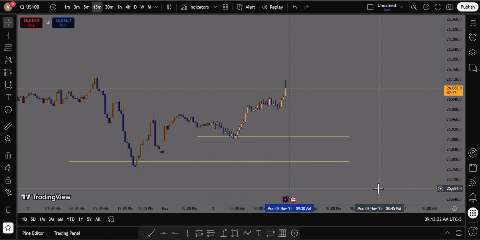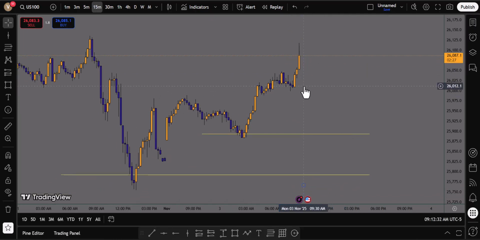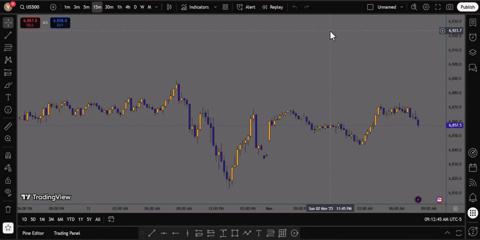So I'm waiting for equity open. After equity open, I'm going to take an entry. Because I'm bullish, what I expect to happen is some sort of pullback, then an SMT order block, and then I'm going to buy, targeting up. This is for the US 100. So let's take a look at US 500 and see what we have here.